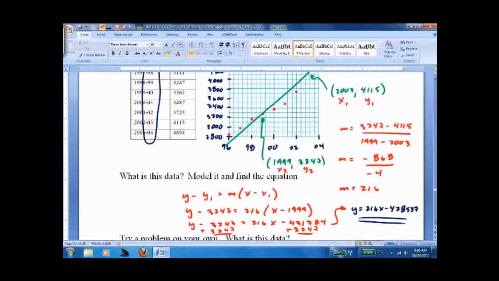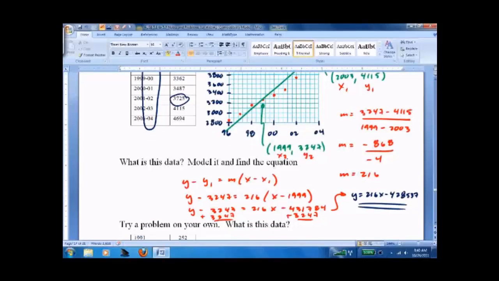Let's try one point, see if it makes some degree of sense. Let's try 2002. So 216 times 2002 minus 428,537 gives us 3895, and 2002 was 3725. Looks like we've done a decent job. That's it.